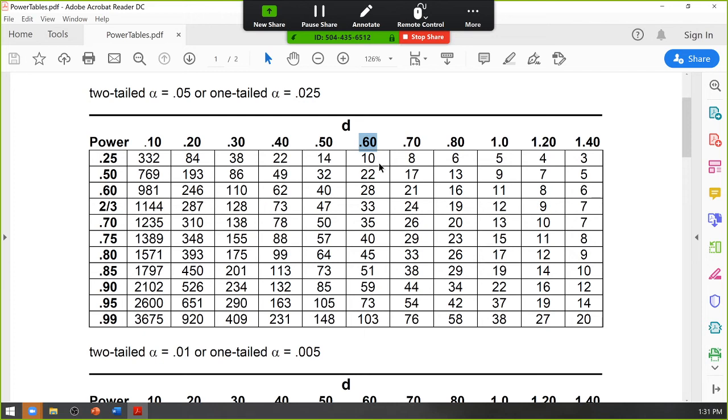What that translates to is a 20% type 2 error rate. So remember, type 1 error is a false positive. Type 2 error is a false negative. Power is your chance of finding something if it's really there. You want an 80% chance. That means a 20% chance of missing it if it's really there. So if I want a D of 0.6 and 80% power, that means I need 45 people in each group.